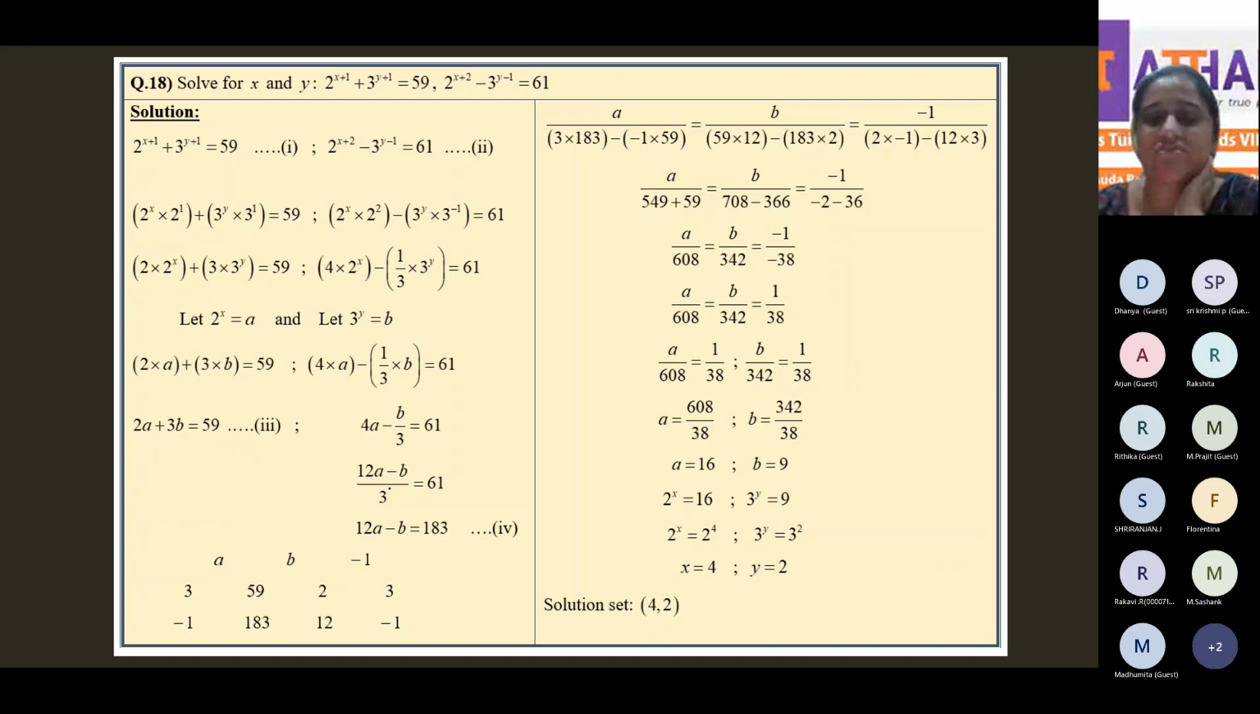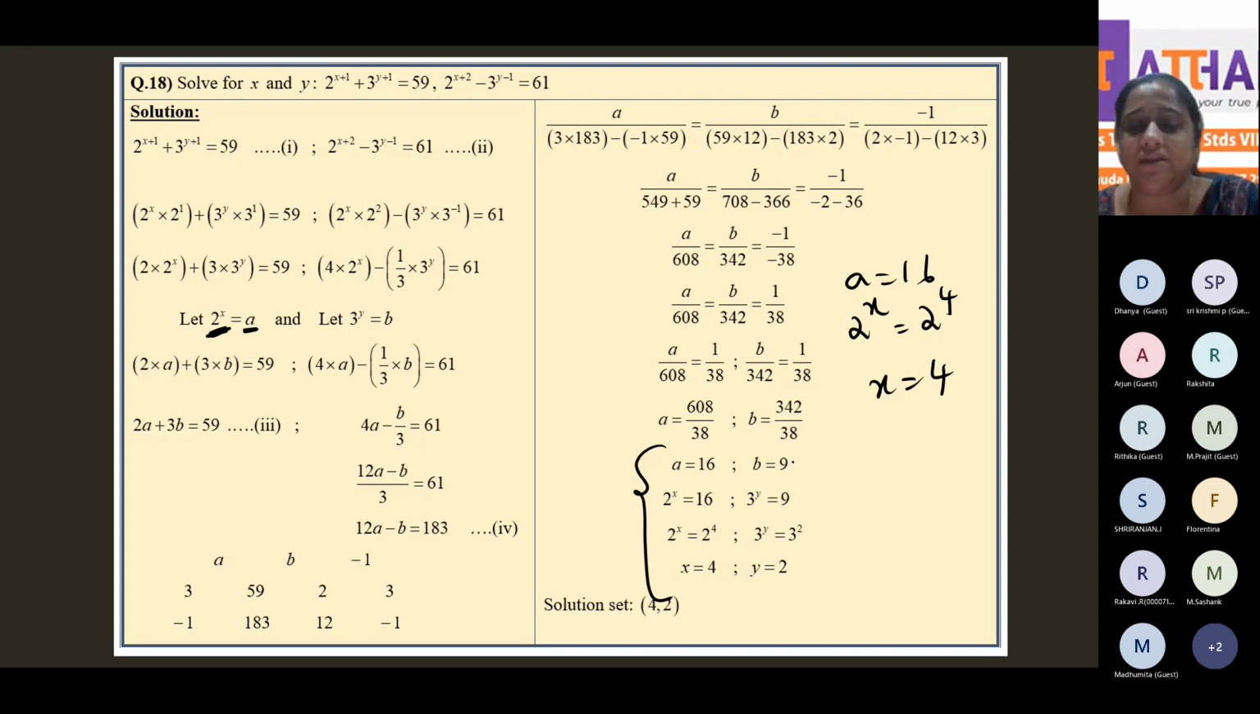So I can see here a is 16. So if a is 16, what is a? 2 to the power x. So if a is 16, that means 2 to the power x is 16. So 16 is 2 to the power 4. So x is equal to 4. You can see the steps here. B is 9. But what is b? 3 to the power y is 9. That means 3 power y is equal to 3 square. So y is equal to 2.